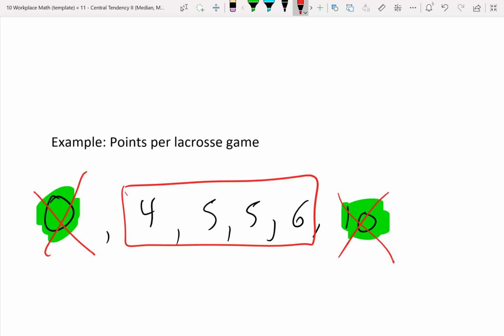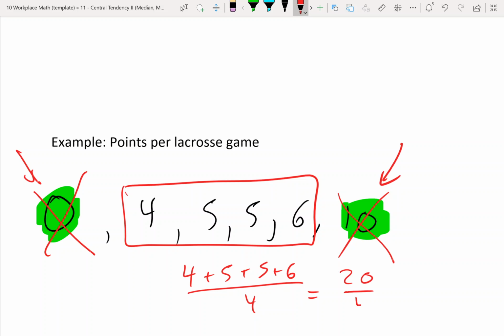And like we said before, outliers are the ones on the edges, so we can cut those out and then we'll just do these. So the trimmed average here would be 4 plus 5 plus 5 plus 6 divided by 4. So that's going to be 20 divided by 4. So the trimmed average, the trimmed mean, would be 5. And if we look at the numbers, that is pretty representative because the 10 was pretty far away from the rest of them, and the 0 was also pretty far away. So I would exclude those.